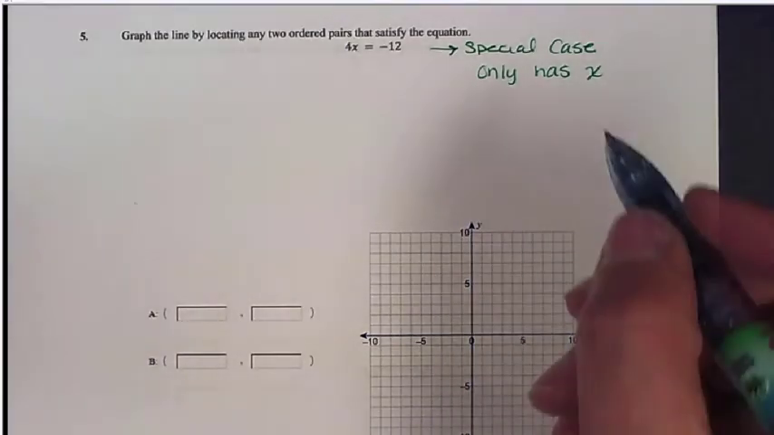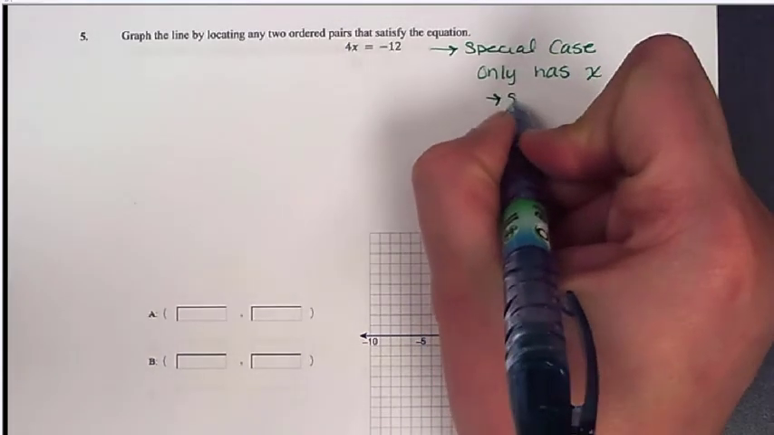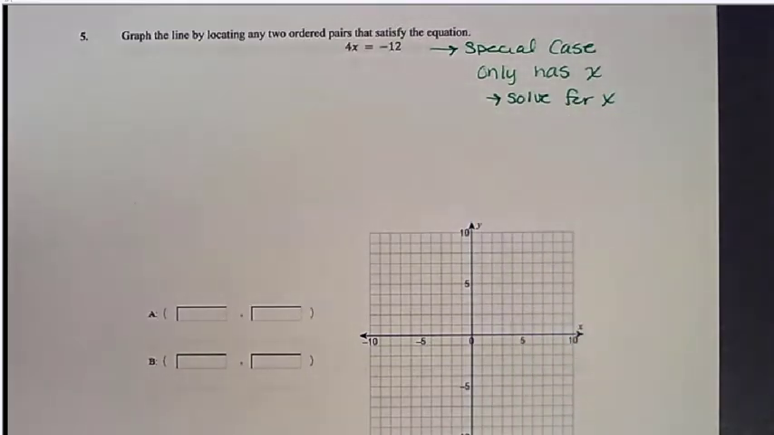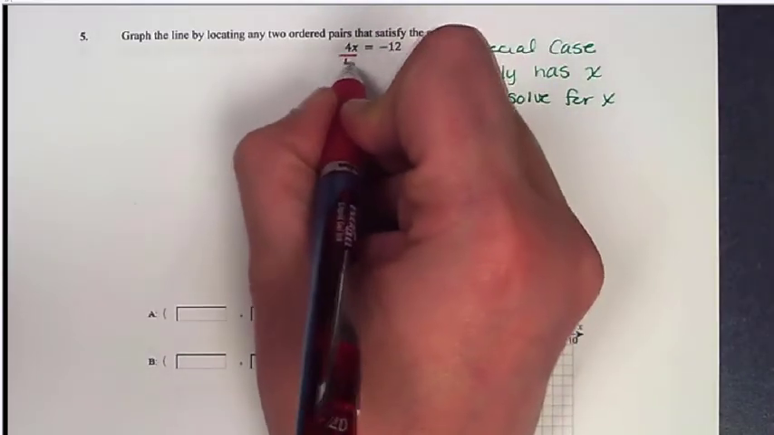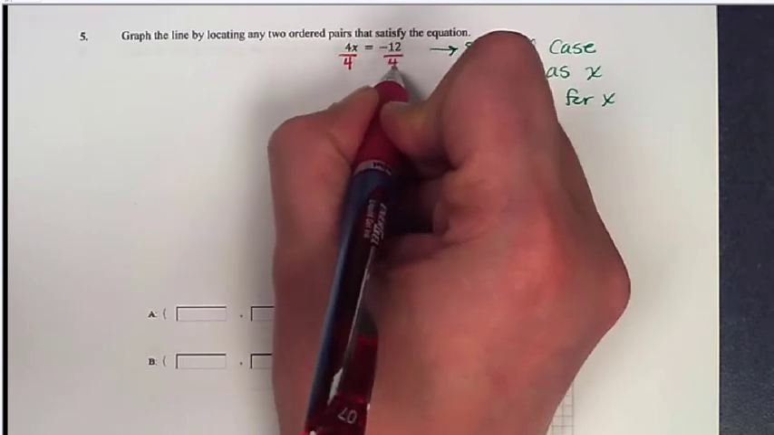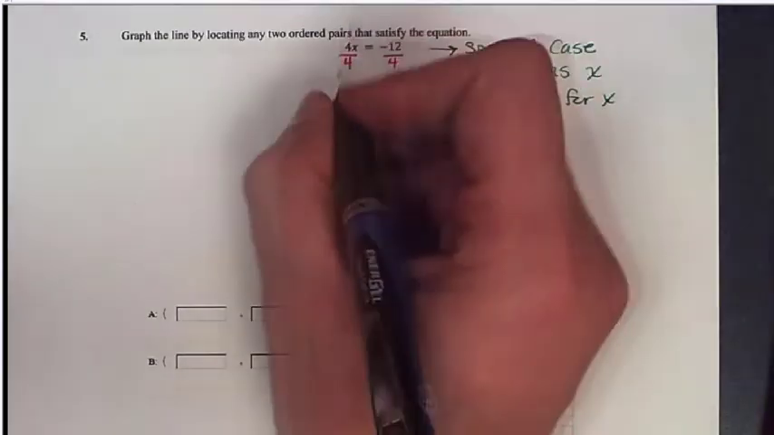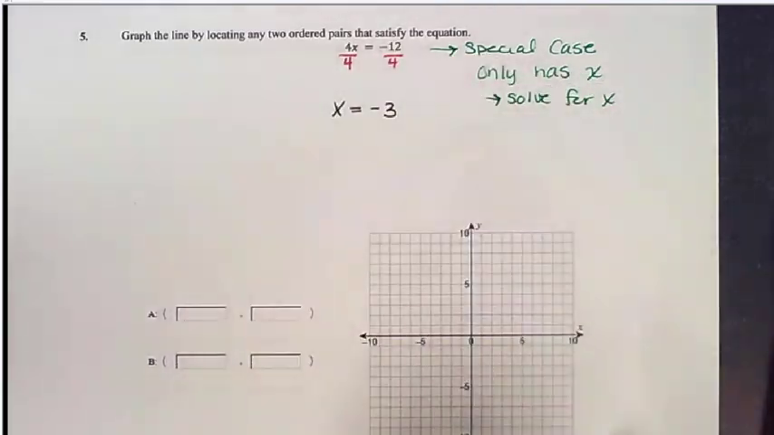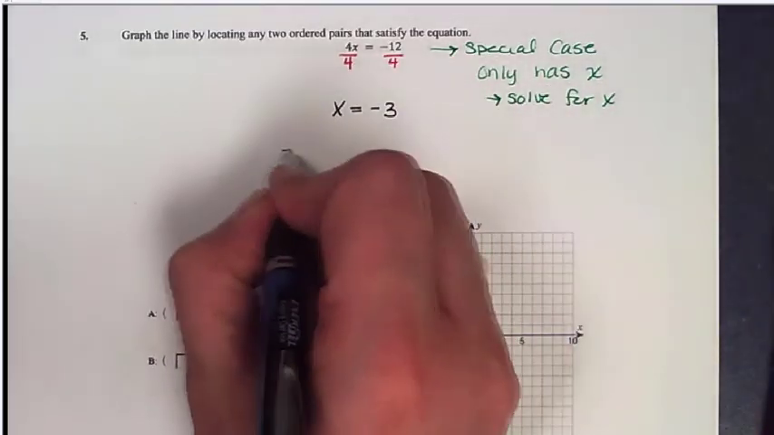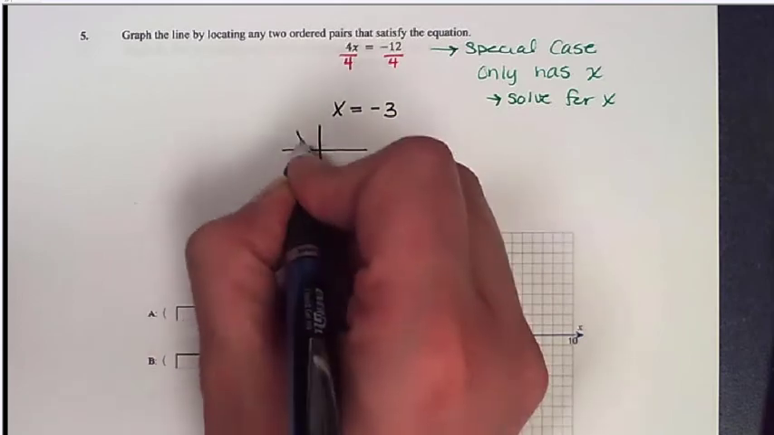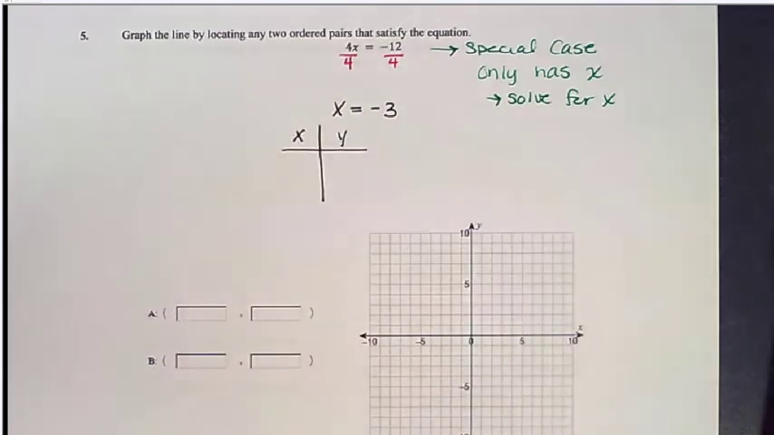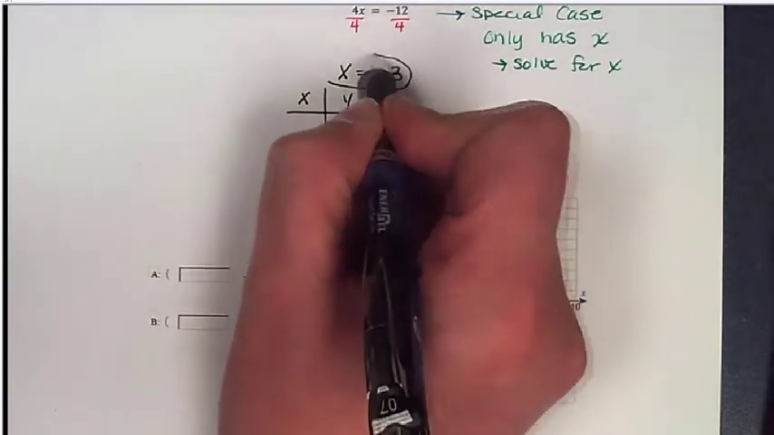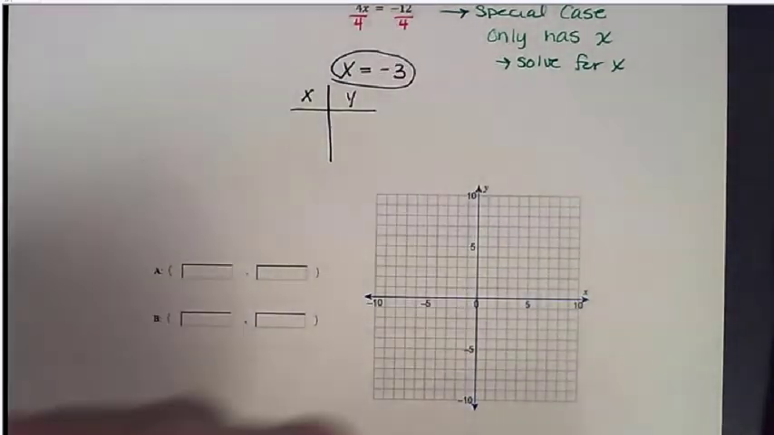So what we're actually going to do here is solve for x. If we take this and divide both sides by 4, we're going to get that x is equal to -3. Now, when we go to start talking about choosing our x's and y's, we really don't get a choice on what we choose for x, because if you look right here, it's telling me that x is -3.